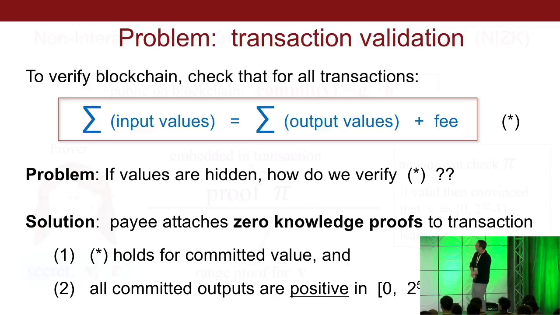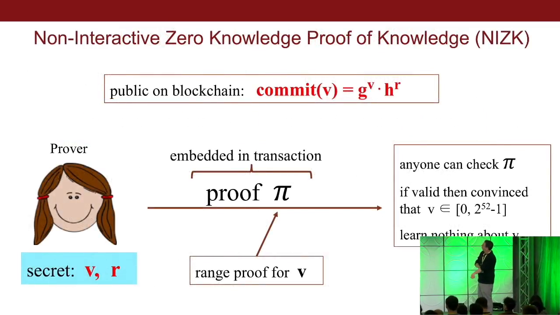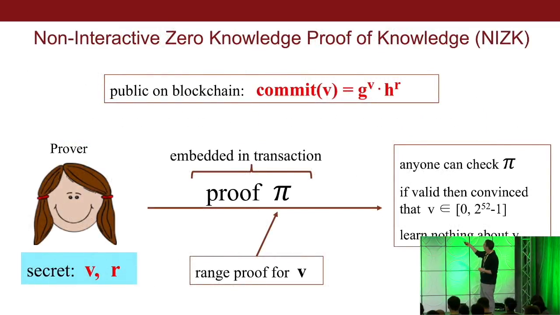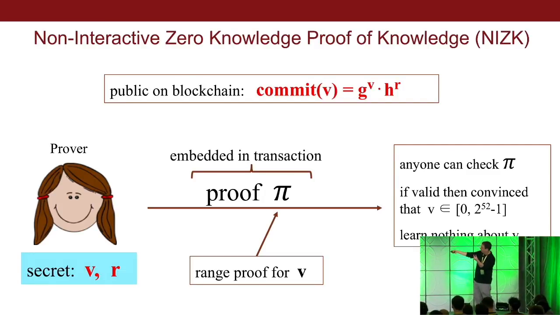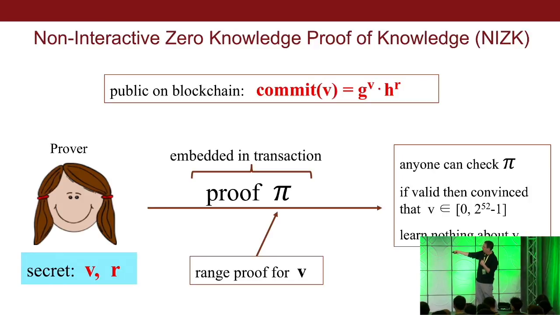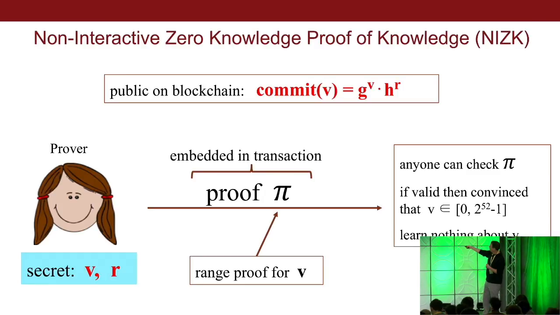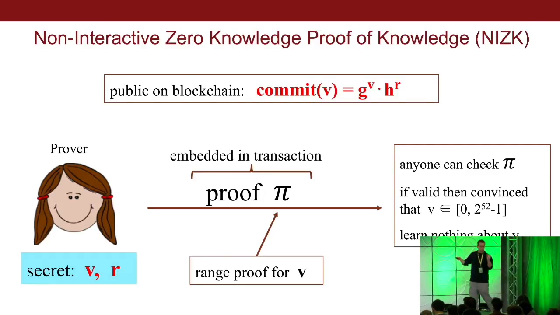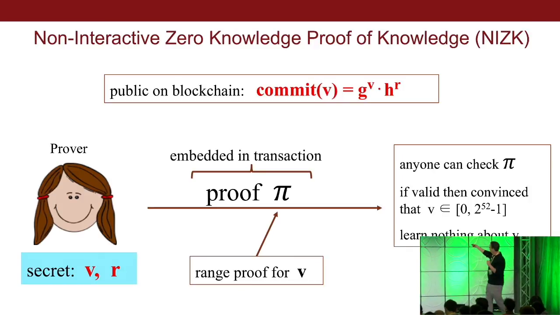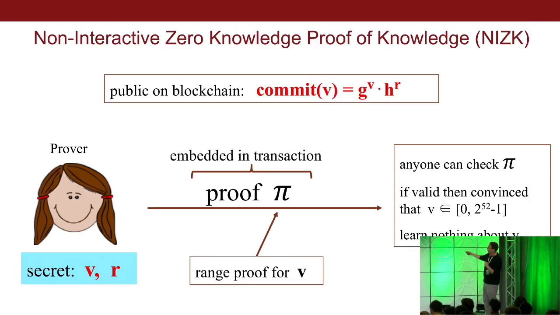Just to give you an idea for how this works, we have our commitment on the blockchain. The prover, the guy that's creating the transaction, has the value and has the randomizer for the commitment. What he does is he sends a proof that anyone can check. So pi stands for a proof. So anyone can check. They are convinced that in fact the value is in a certain range, but they learn nothing about the value. That's the magic of zero-knowledge proofs on commitments. You're convinced that it's in the right range, but you learn nothing about what the value is.